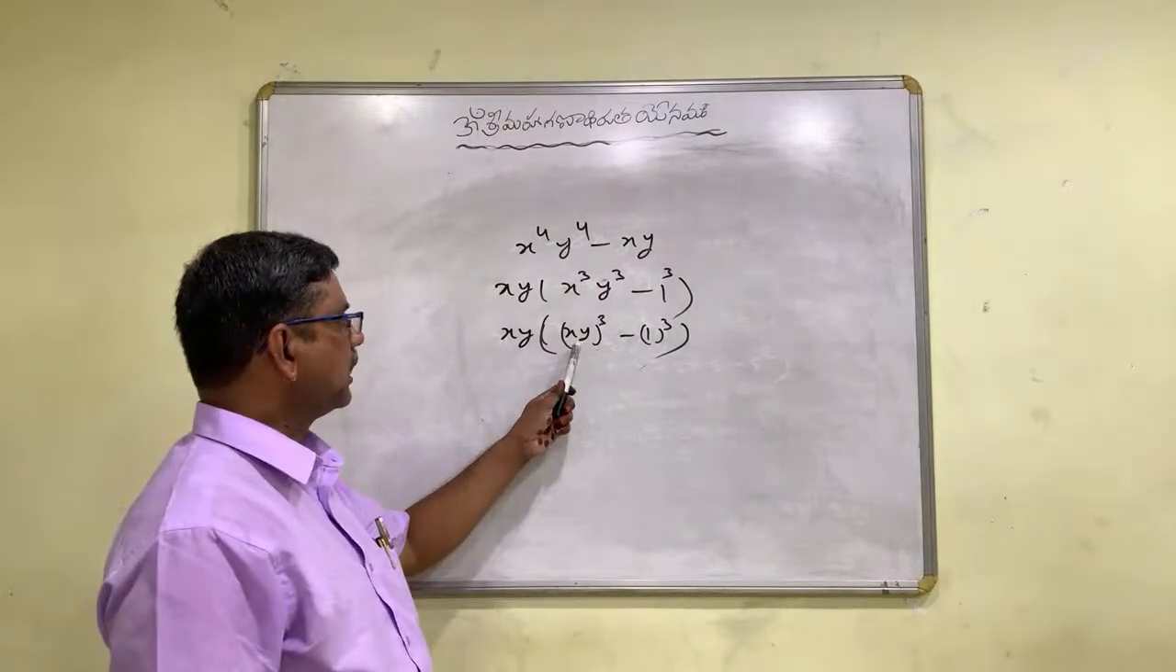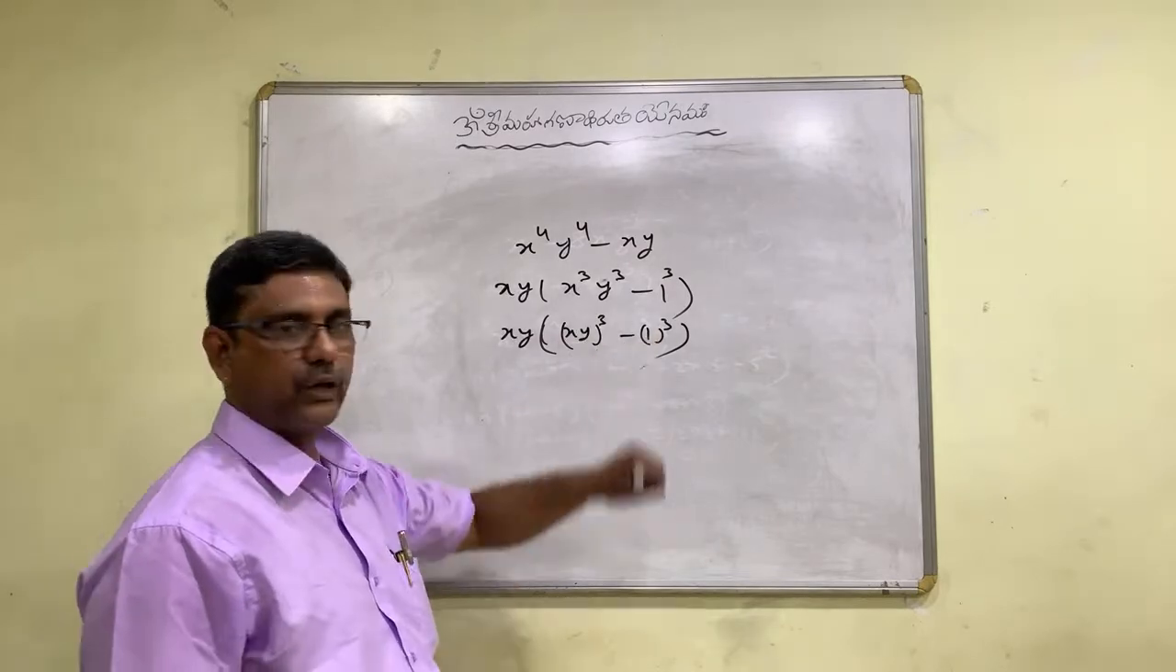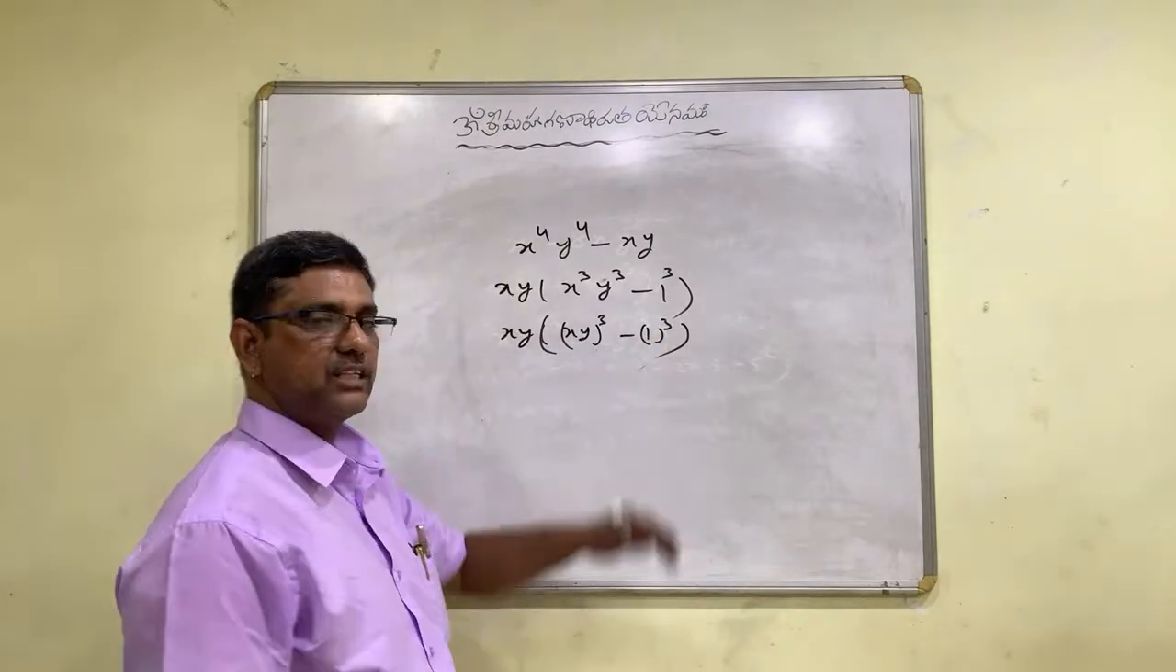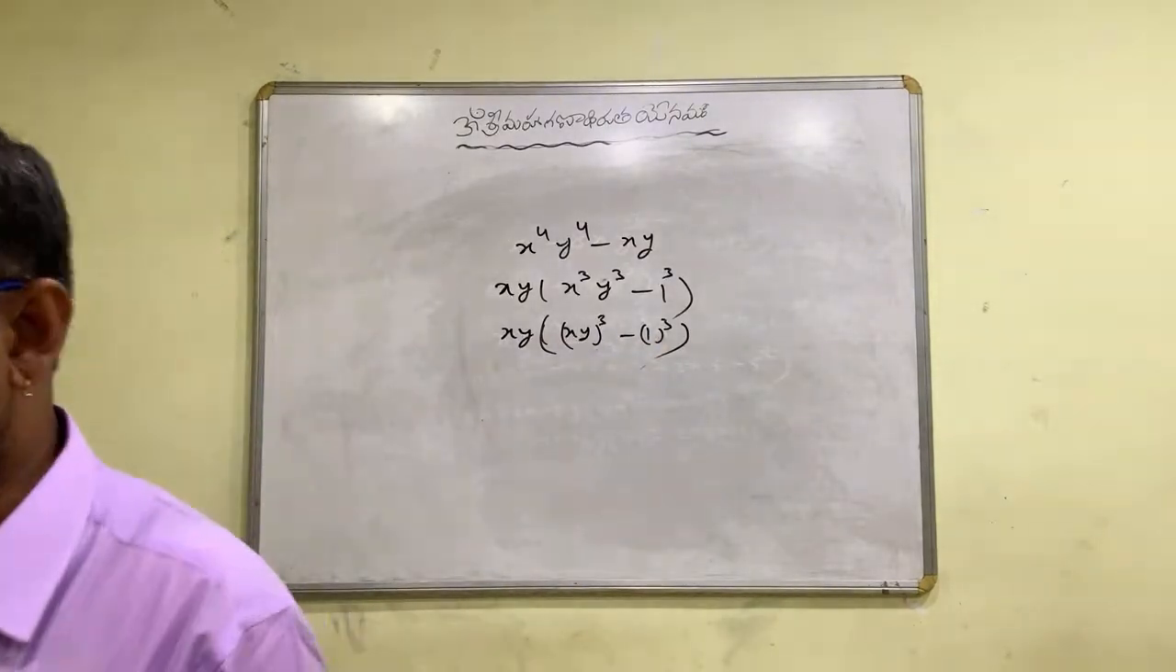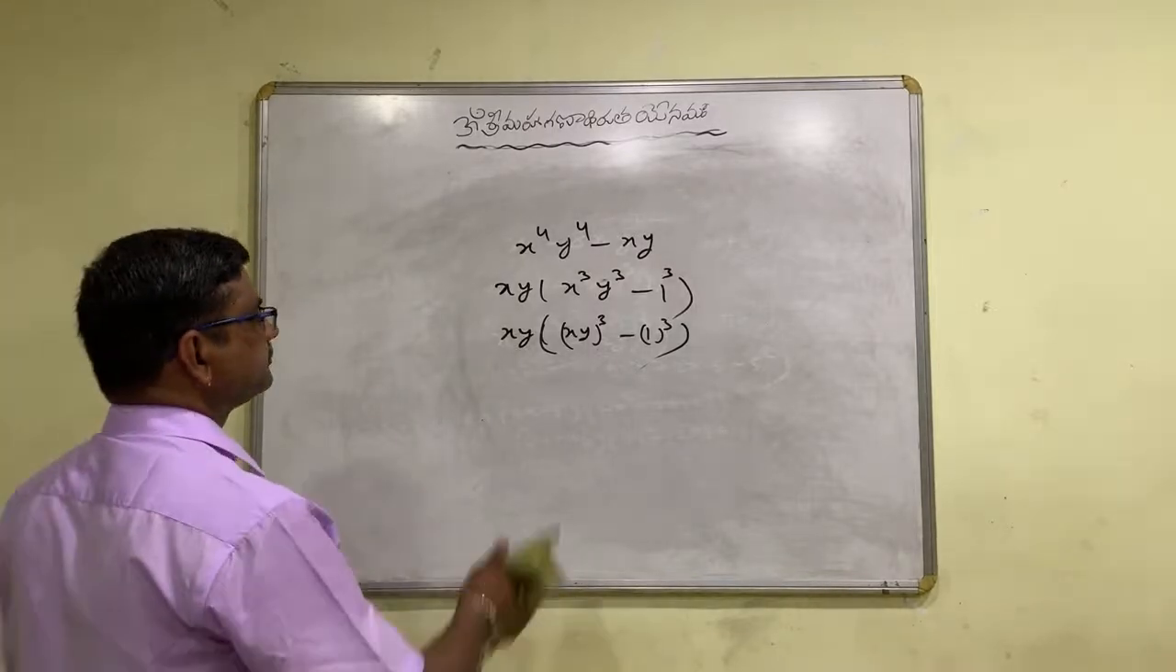Now the terms in the brackets are perfect cubes. xy whole cube minus 1 whole cube. A cube minus b cube. The remaining you can do it, I think. Is that right, children? Yes. So can I move on to the next problem? Okay, good. Very good.